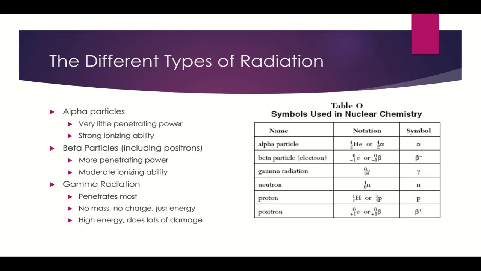Gamma radiation has no mass, no charge, it's just energy. So it's not going to affect any part of the equation like I showed you before. It's high energy and does lots and lots of damage. This is what can cause cancer and things like that when it hits your DNA and alters it. We'll talk more about that later. Table O has a list of all the different particles and their symbols, if you ever need to go back and look at those. So that's our introduction here for nuclear chemistry. We'll be doing lots of practice with this.